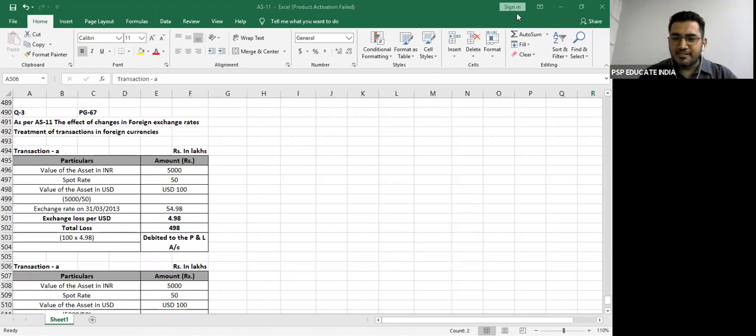Okay, I have one interesting doubt which says we have taken fixed assets. So isn't it a non-monetary item? Of course, it is a non-monetary item. So Raj, what you're saying is correct. We have taken fixed assets, so definitely it is a non-monetary item.